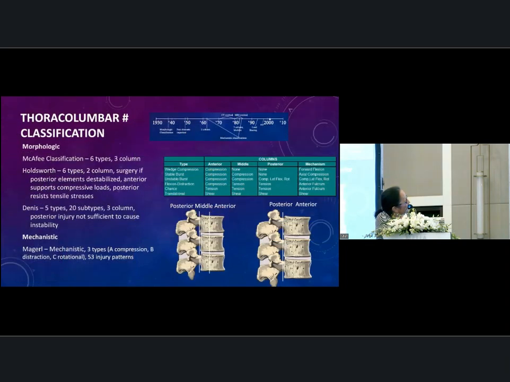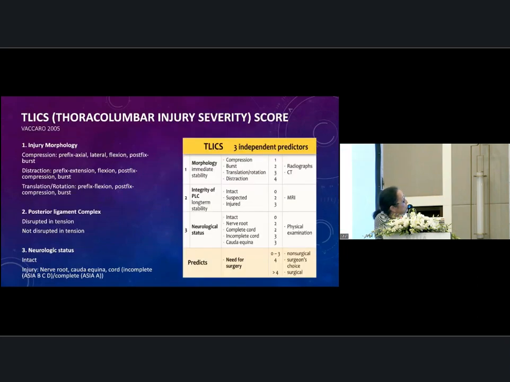So with the thoracolumbar classification, again, there are multiple classifications, either morphologic or mechanistic. There's the 2-column, the 3-column, etc. And again, based on either morphology or mechanism of injury. And here we are with Vaccaro again. He gave us a really good TLICS score, which is used in the thoracic spine.